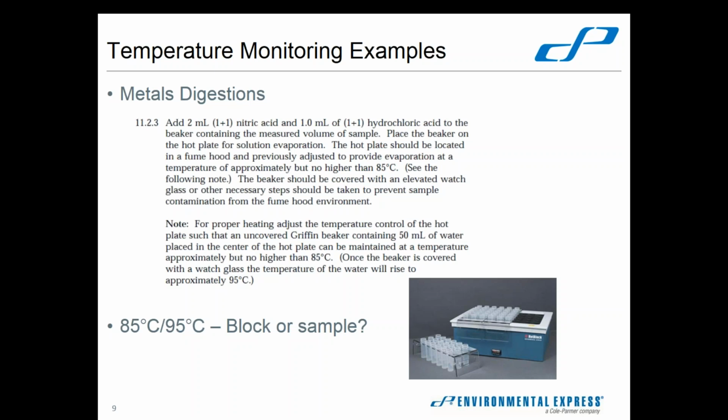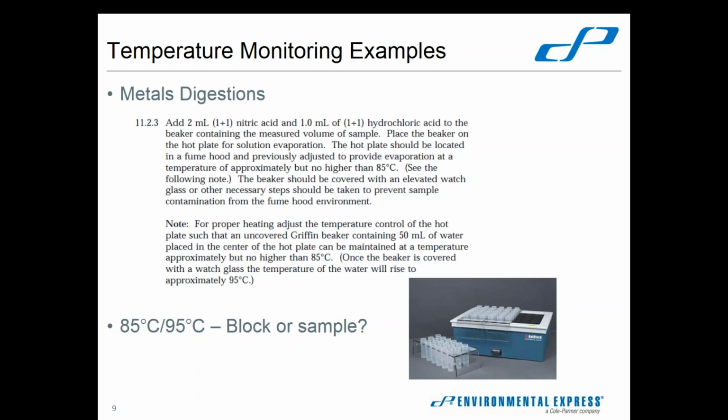But I've got here the requirement out of the method that talks about the temperature. It tells you to add some acid, and then the third sentence: the hot plate should be located in a fume hood and previously adjusted to provide evaporation at a temperature of approximately, but no higher than, 85 degrees. Now this is one of my favorite wiggle room statements, where it says approximately, but no higher than.